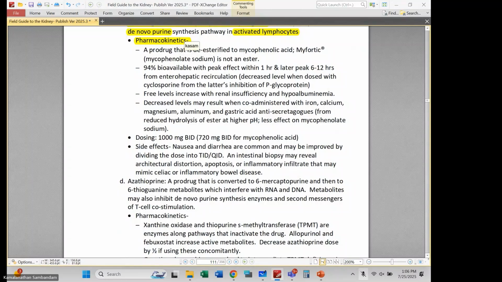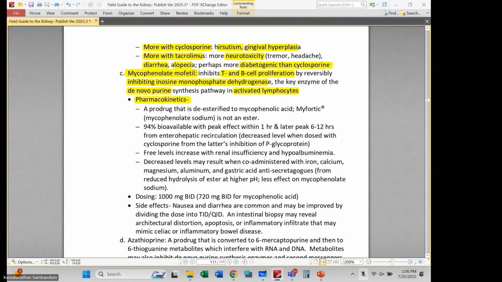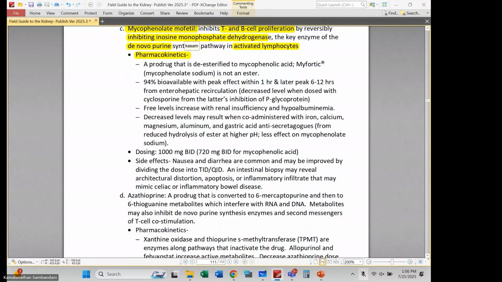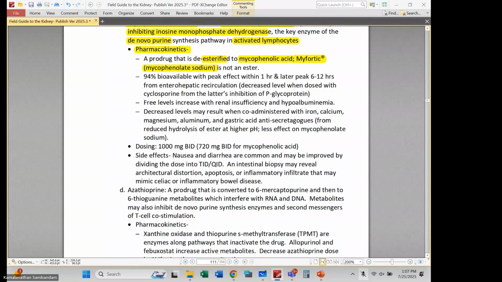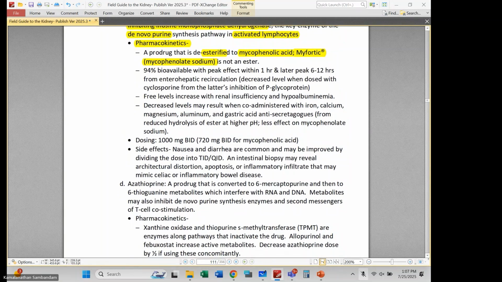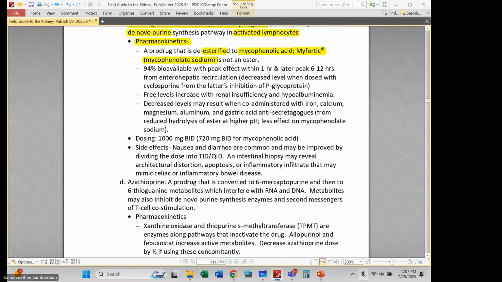So that's why this seems to have more specificity for your immune system, even though it's a global inhibitor of cell cycle progression. You don't typically see, again, hair loss with these drugs. Again, mycophenolate is an ester. It is metabolized to mycophenolic acid. This mycophenolate sodium is Myfortic. That is supposedly less GI toxic, but I found that most people who can't tolerate mycophenolate can't tolerate Myfortic either.